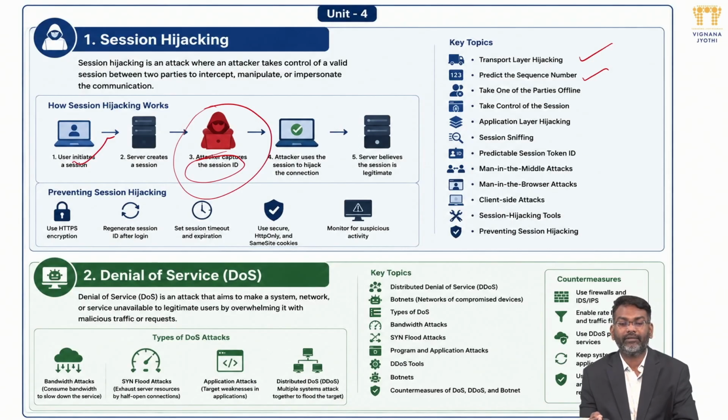Or else the attacker will be behaving as if he is a genuine receiver to the sender, and a genuine sender to the receiver, and stopping one of the legitimate source or destination, making them go offline. And there is a chance of taking control over the entire session: how application layer level hijacking will be carried out, apart from transport level hijacking, and how session hijacking will be carried out. Okay, how we are going to predict the session token IDs.